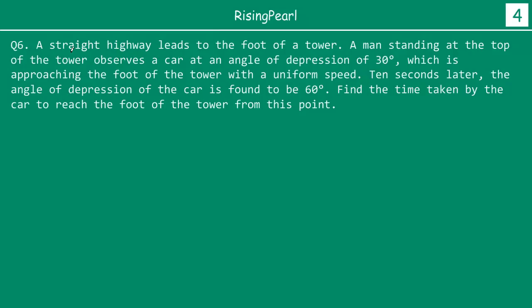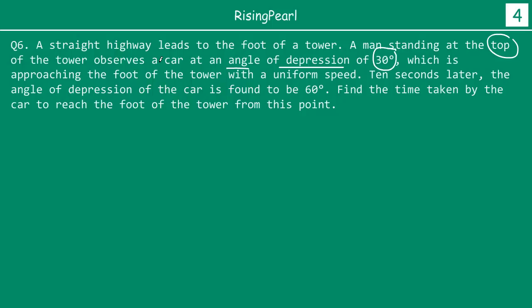So here, a straight highway leads to the foot of a tower. A man standing at the top of the tower observes a car at an angle of depression 30 degrees, which is approaching the foot of the tower with a uniform speed. So what is given is that there is a car which is approaching a tower, right? There is a straight highway that leads to the foot of a tower. A man is standing at the top of the tower, observes a car at an angle of depression, because the person is standing at the top of the tower and he's looking down on the car. So the angle of depression is 30 degrees.